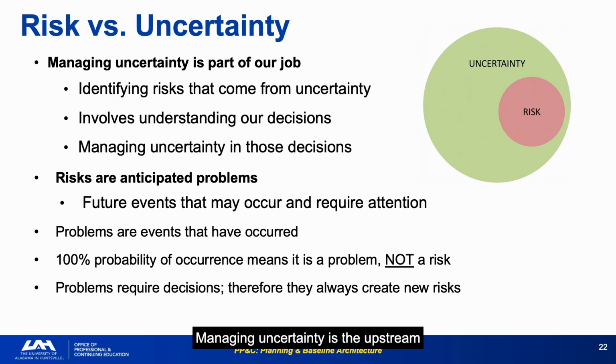Managing uncertainty is the upstream activity, identifying what we do not know and narrowing the uncertainty through analysis, testing, and definition. Some uncertainty resolves into risks. Some resolves into no problem at all. Programs that conflate risk and problem tend to mismanage both. They apply risk mitigation strategies to problems that need immediate action, and they treat problems as risks to be monitored rather than issues to be resolved.